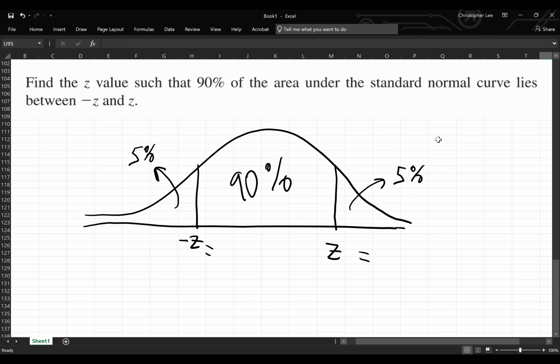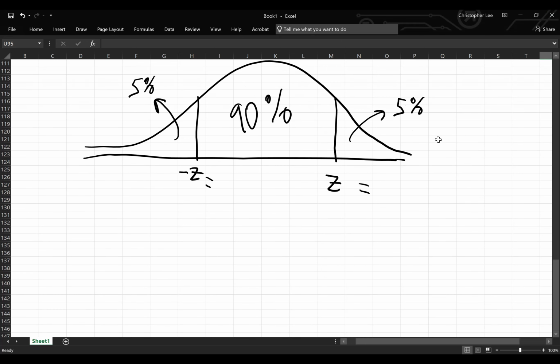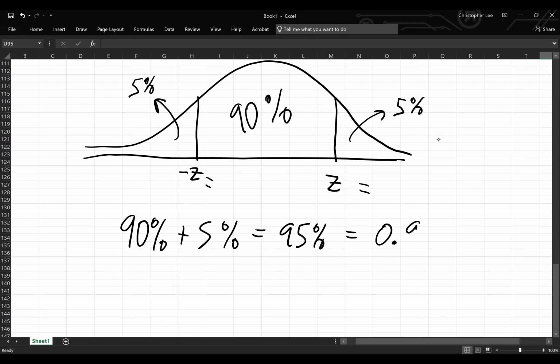So let's say I add that 90% plus that 5%. How much do I have now? 95%. If I add 90% plus 5%, I get 95%. Now 95% could be written as 0.9500, right? There's a reason why I'm writing it that way. So with 0.9500, I can actually go to the table and find the z value that corresponds to that.